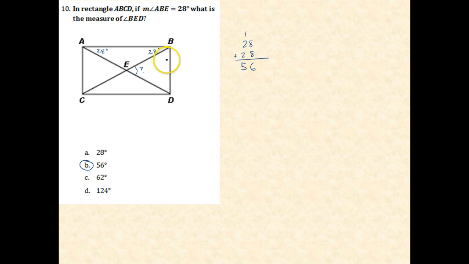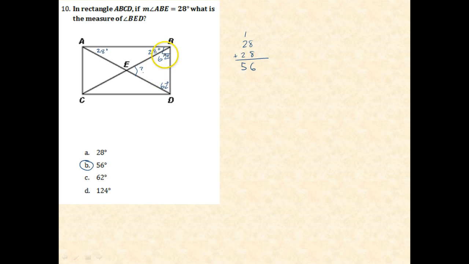Another way we could have figured that out is if this is a right angle, then angle EBD is going to be 72 degrees? No, 62 degrees. So that these two add up to 90. So that means this is also 62 degrees.